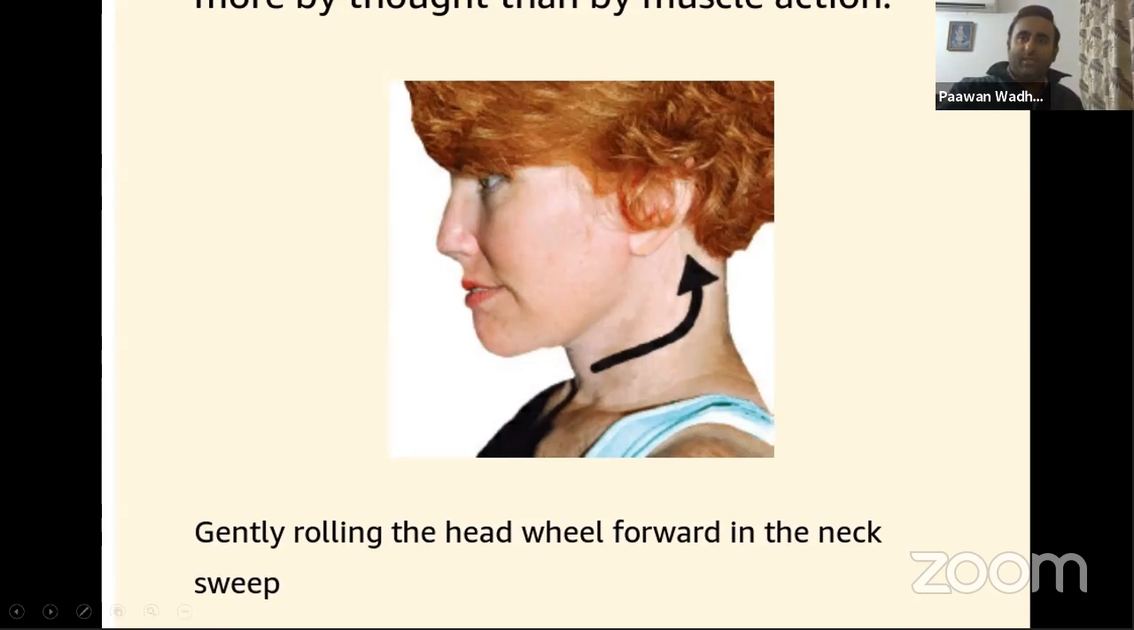Gently rolling the head forward in a neck sweep. So whenever you want to cure yourself of cervical issues and improve your neck health, gently rotate your neck down. Just a sweep, just a sweep, right?